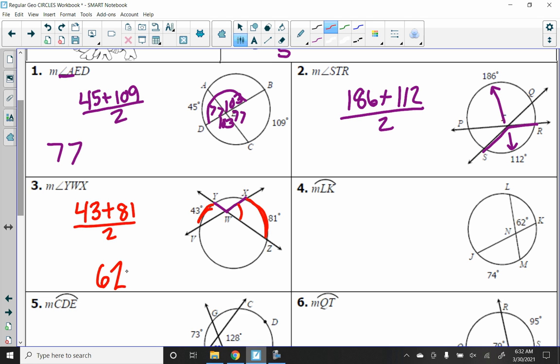That is not your angle. That is this red angle right beside it. So if you wanted to find the angle we need, you would just do 180 minus that to get the angle you need. And that angle is 118.